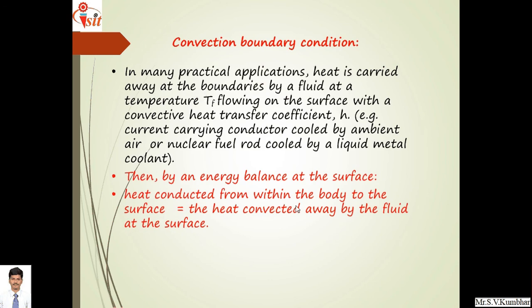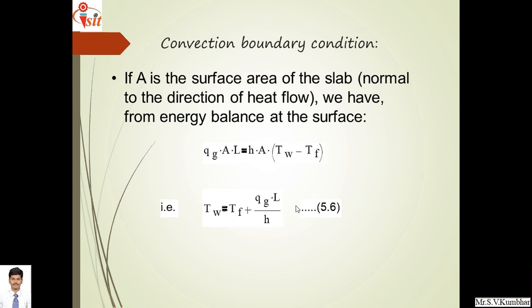Next part is the convection boundary condition. In many practical applications, heat is carried away at the boundaries by a fluid at a temperature Tf flowing on the surface with a convective heat transfer coefficient h. For example, a current carrying conductor cooled by ambient air or a nuclear fuel rod cooled by a liquid metal coolant. Then applying the energy balance equation, the amount of heat conducted from within the body to the surface is equal to the amount of heat convected away by the fluid at the surface.